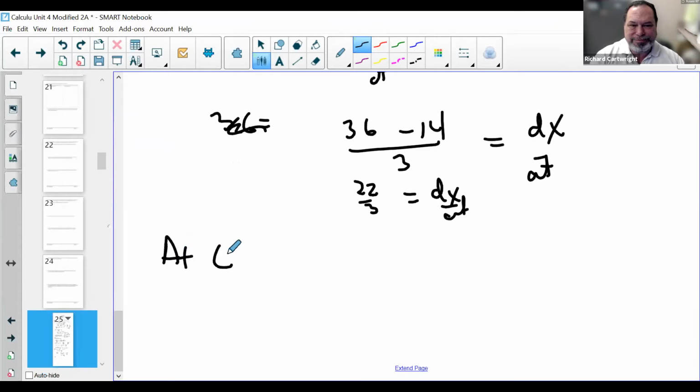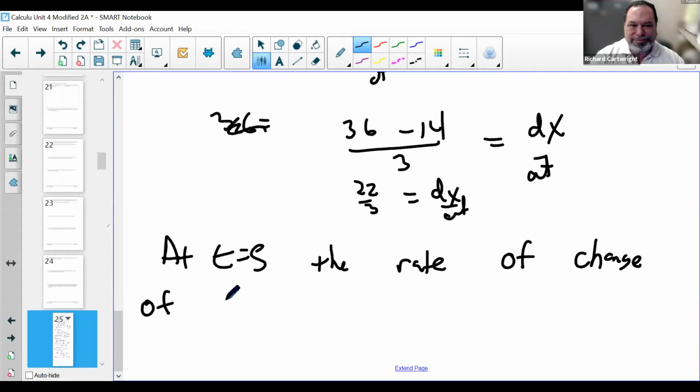At t equals 5, the rate of change of x, which is called dx/dt, is 22/3. Now there's no units, so this problem was just this generic thing in space. There was no inches per minute or nothing like that. Okay. Questions? Let's scroll down to the rest of the slides.